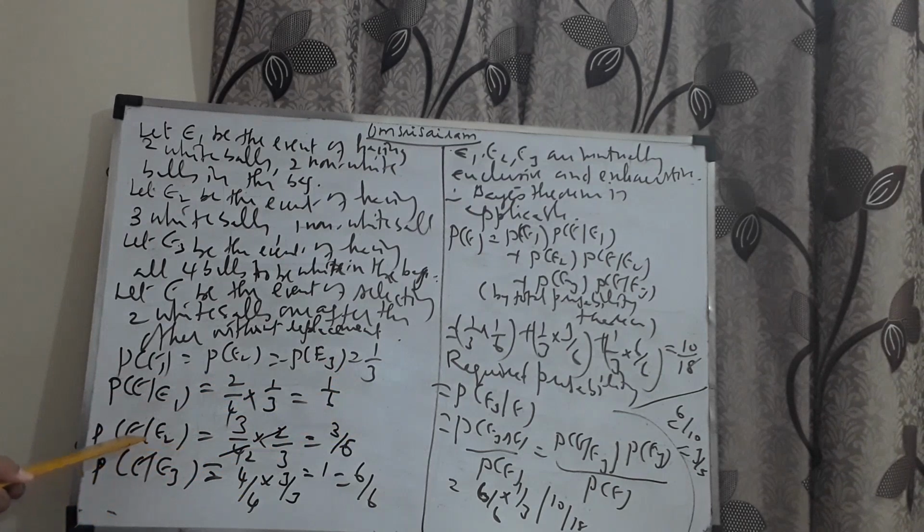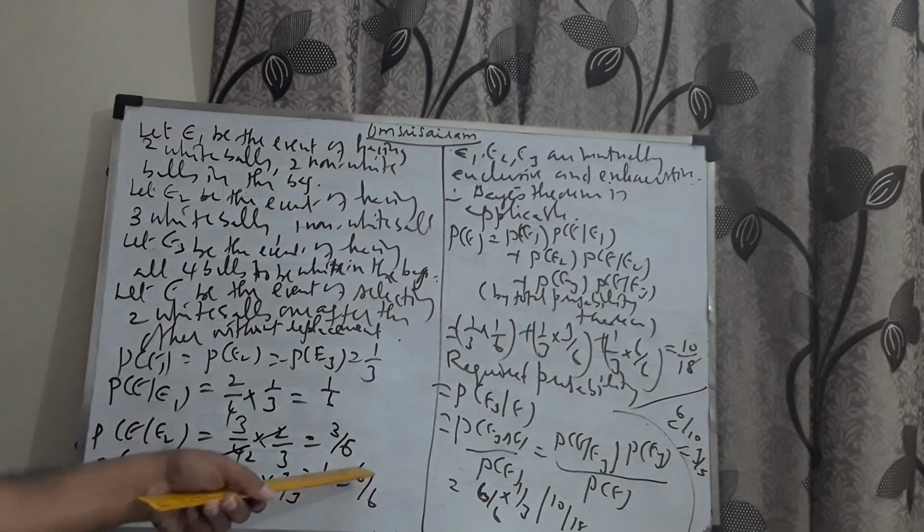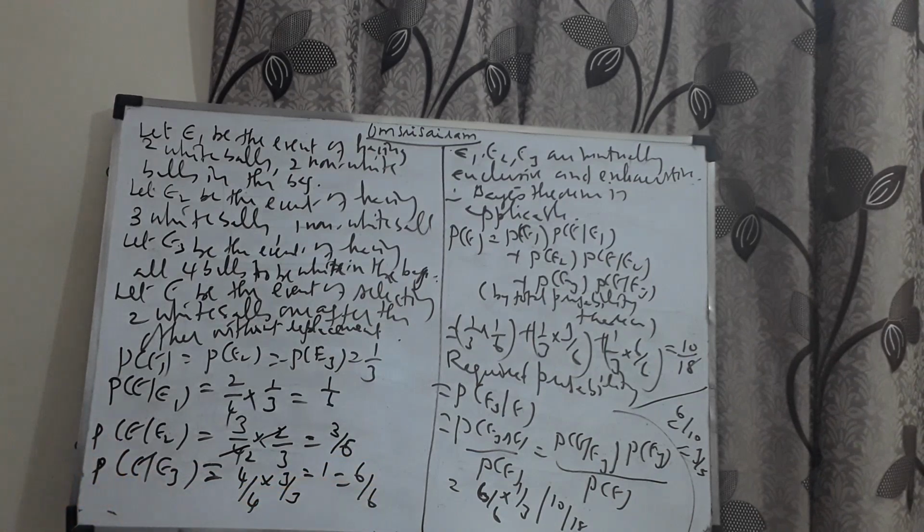From the second situation, I'll get 2 white balls. 3 by 4 into 2 by 3 is reduced to 3 by 6. From the third situation, I am getting 2 white balls. Initially, there are 4 balls, 4 by 4. Secondly, there are only 3 balls, but all the 3 are white, 3 by 3. It's reduced to 6 by 6. 1 by 1 can be written as 6 by 6. It's a sure event. Probability is 1.